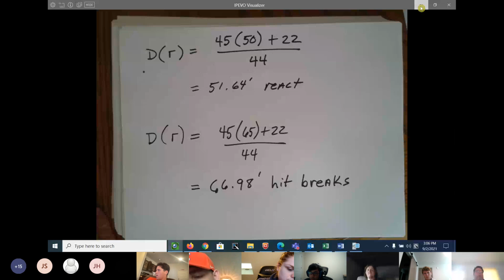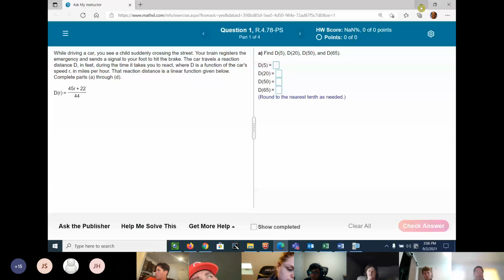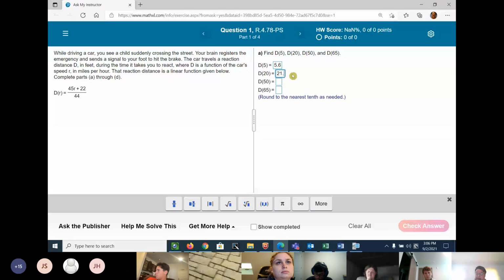So the first one was, let's see, it says round to the nearest tenth. So that's going to be 5.6 feet. That's going to be 20 or 21 feet. That's going to be 51.6 feet. And 67 feet.